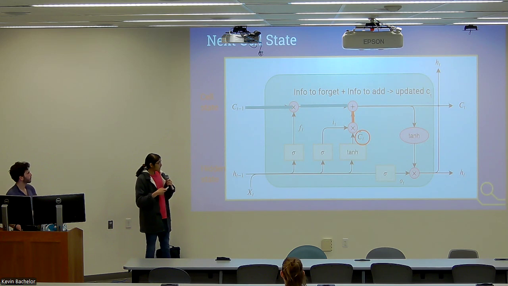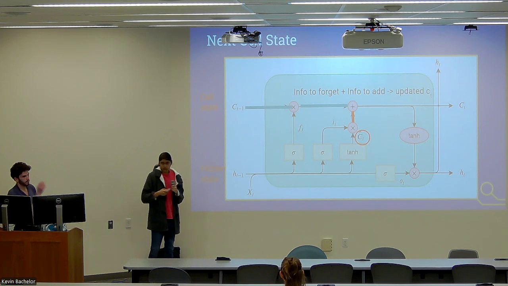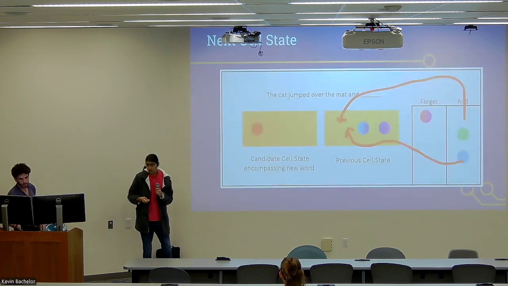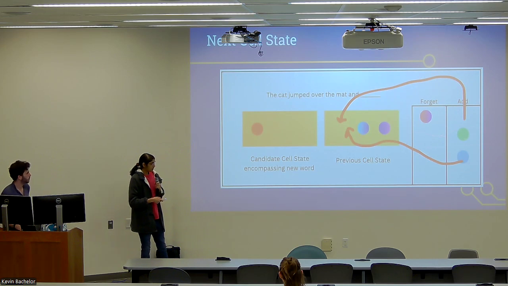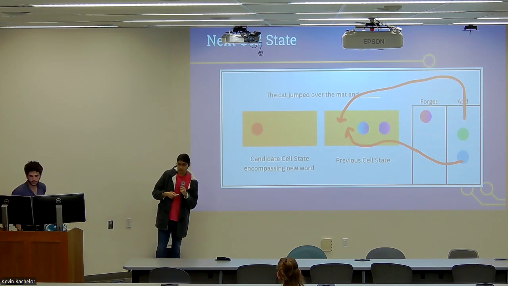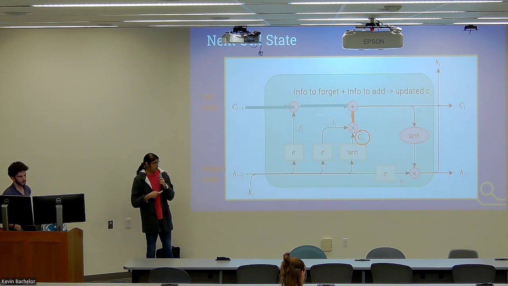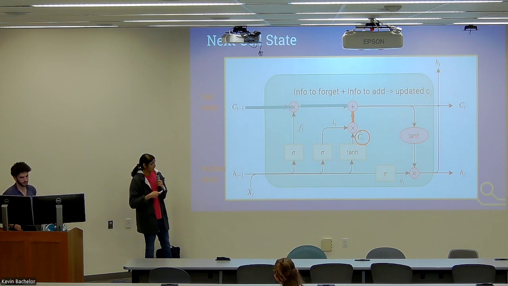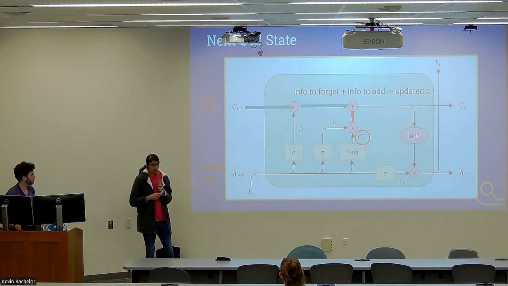Now we have the information that we want to remove, and we have the information that we want to add, and so we apply both of those. Here, we removed this red purple circle, and then we want to add these two circles to finally update our cell state. That's essentially the process. We know what we want to forget, we combine that with what we want to add, and that's how we update our cell state. Any questions on this?